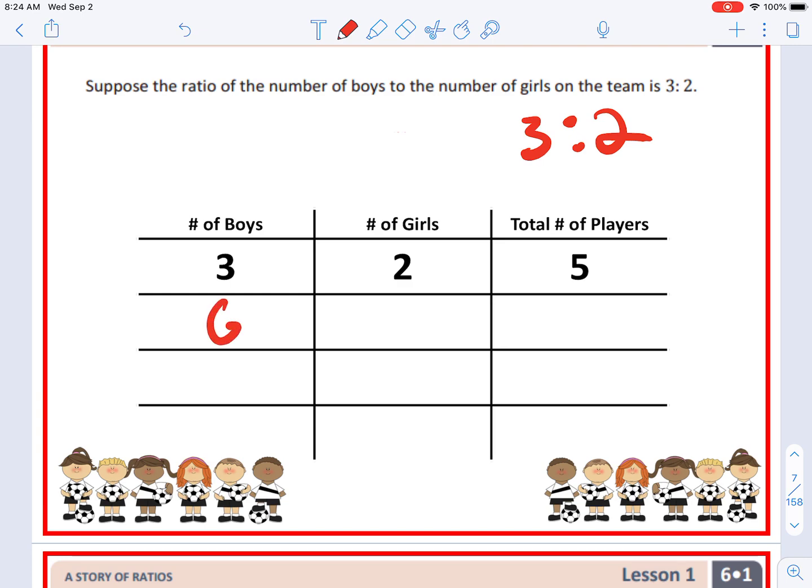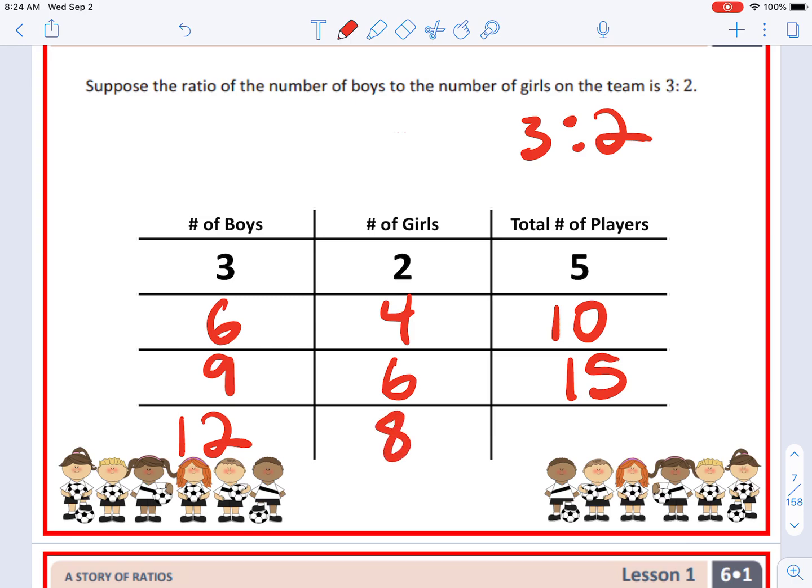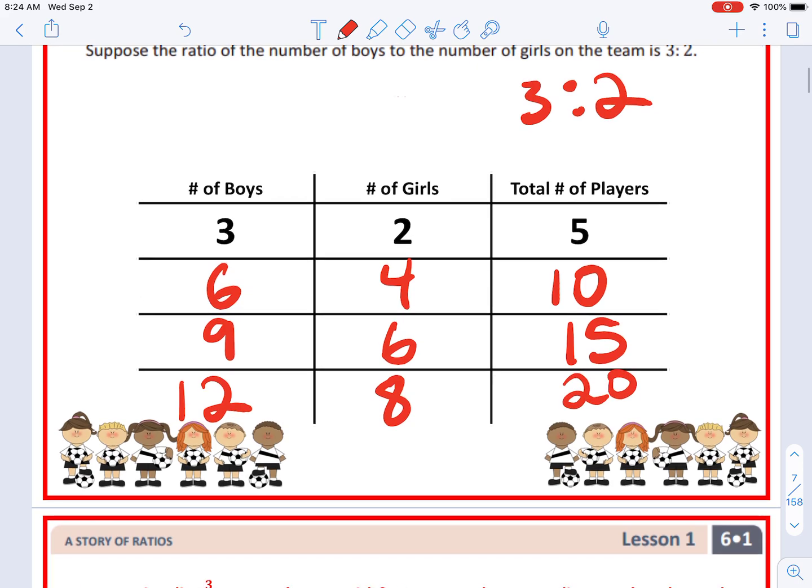So for every 6 boys, I need 4 girls, and the total number is 10. Now let's count up by 3s again. For every 9 boys, there's going to be 6 girls and 15 total players. And let's do it one more time just in case. For every 12 boys, there's going to be 8 girls, and we are going to have 20 total players.